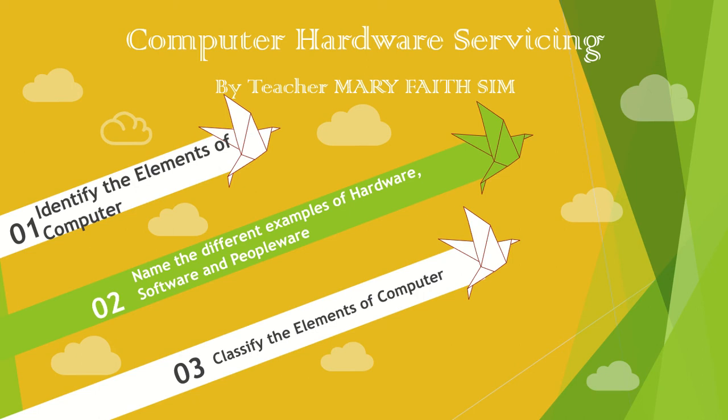Okay, in our subject matter, we will have three objectives. First is to identify the elements of the computer. What are the different elements of computers? Second, name the different examples of hardware, software, and peopleware. Third, we have to classify the elements of computer.